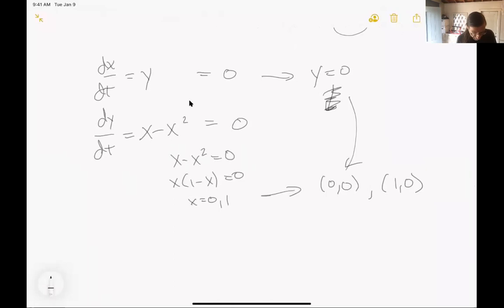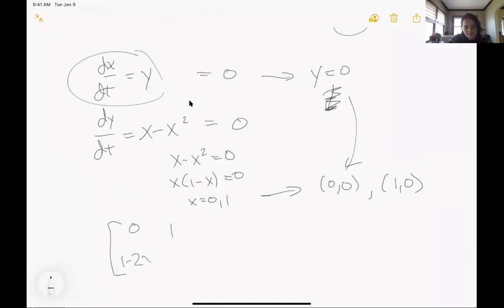All right, let's keep going. Let's look at the Jacobian matrix. So we take the partial of this first function with respect to x. What do we get? Partial of y with respect to x, 0. Partial of y with respect to y, 1. Partial of x minus x squared with respect to x is 1 minus 2x. And partial with respect to y is 0.